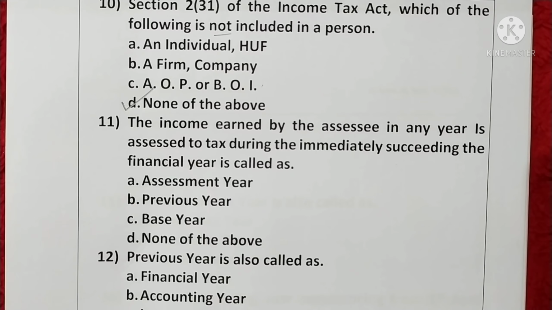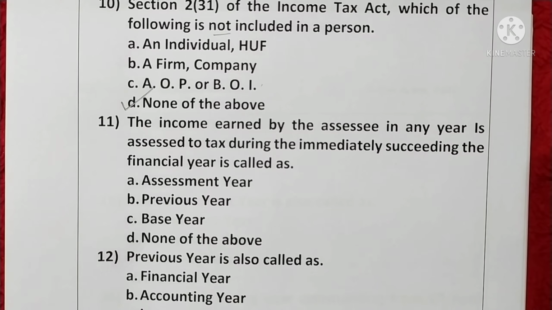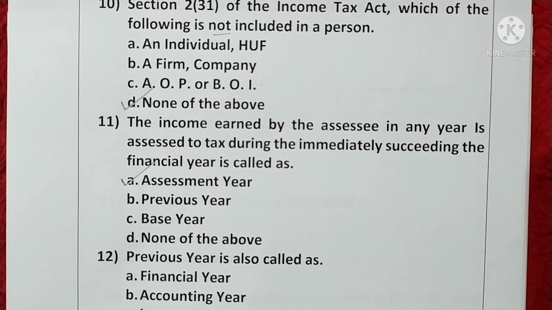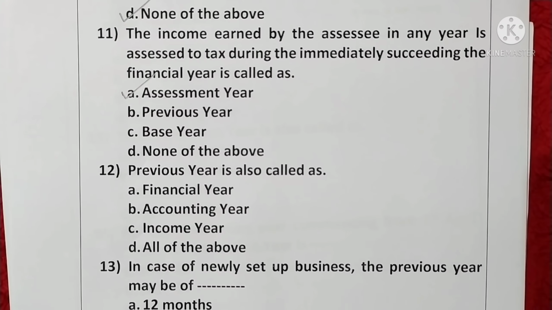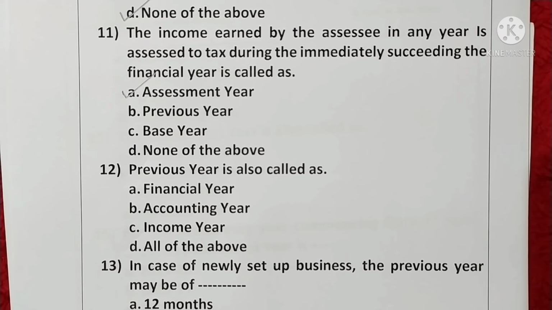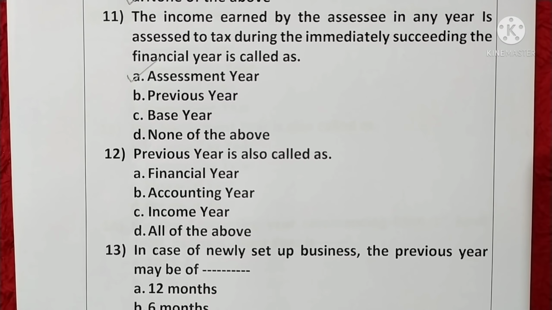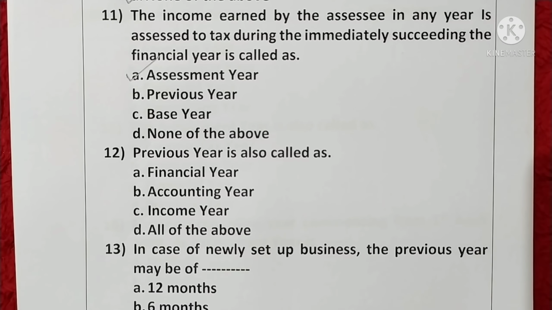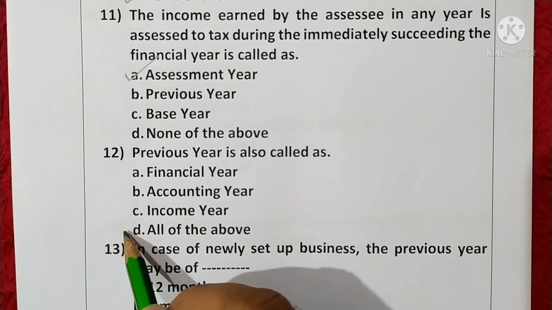Question 11. The income earned by an assessee in any year is assessed to tax during the immediately succeeding financial year, which is called the assessment year. Option A is correct. Question 12. Previous year is also called as. Options are given: finance year, accounting year, income year, and all of the above. Here all of the above is the correct answer. Option D is correct.